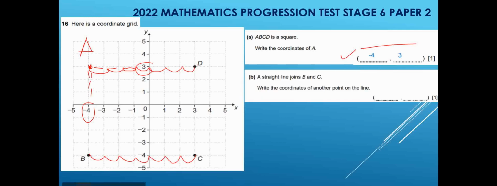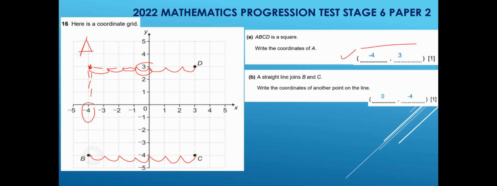Question B. A straight line joins B and C. Write the coordinates of another point on the line. 10 seconds. Alright, let's reveal the answer. 0, -4.